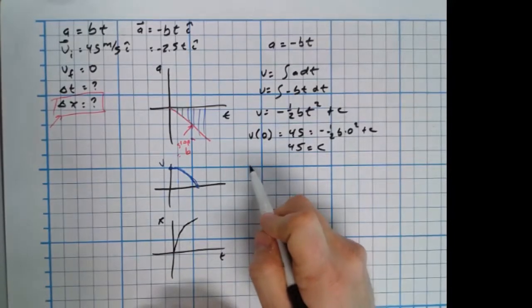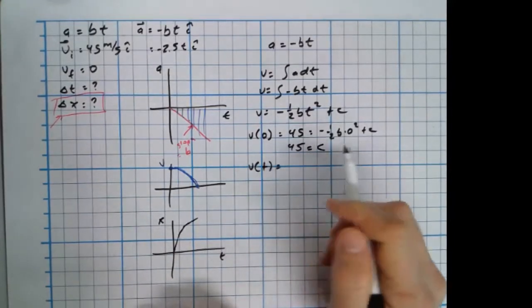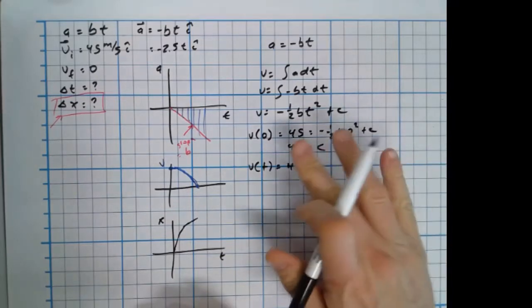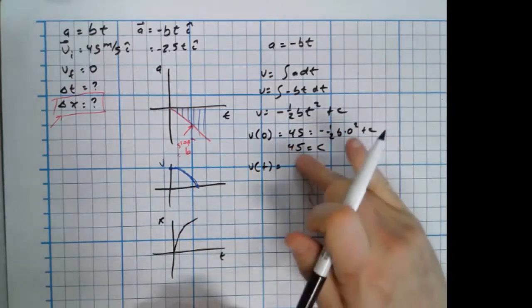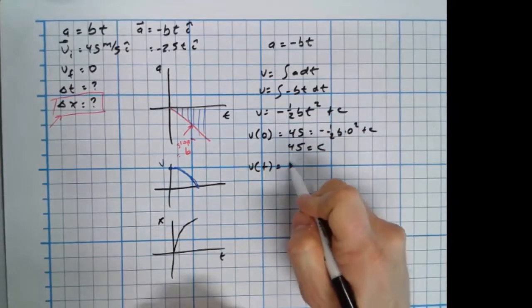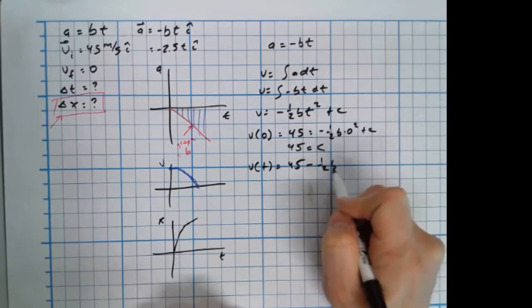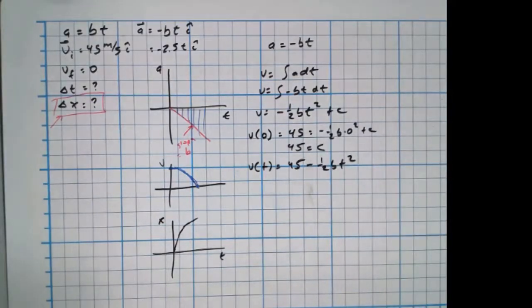So the velocity function is 45 minus 1/2 bt squared. Okay.